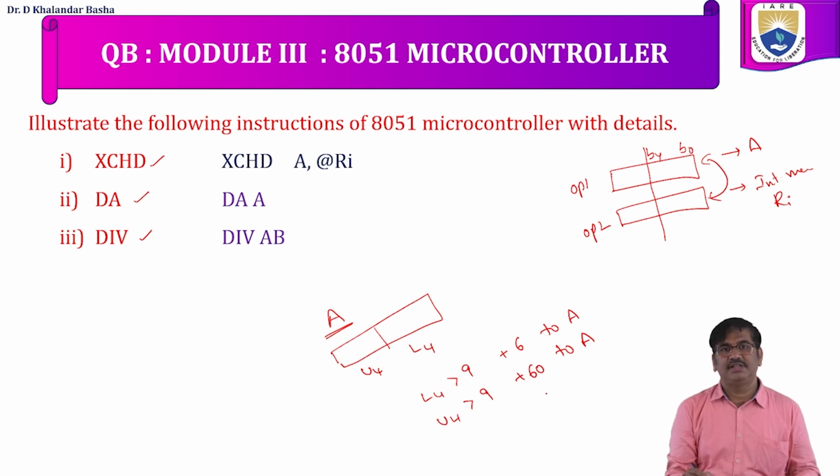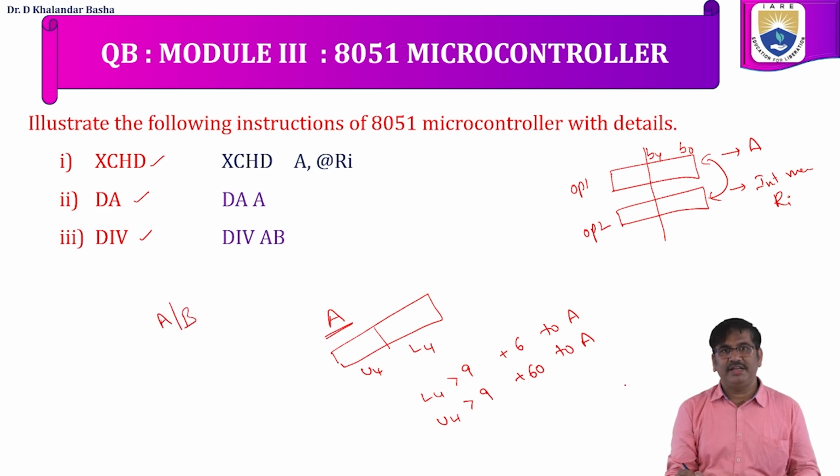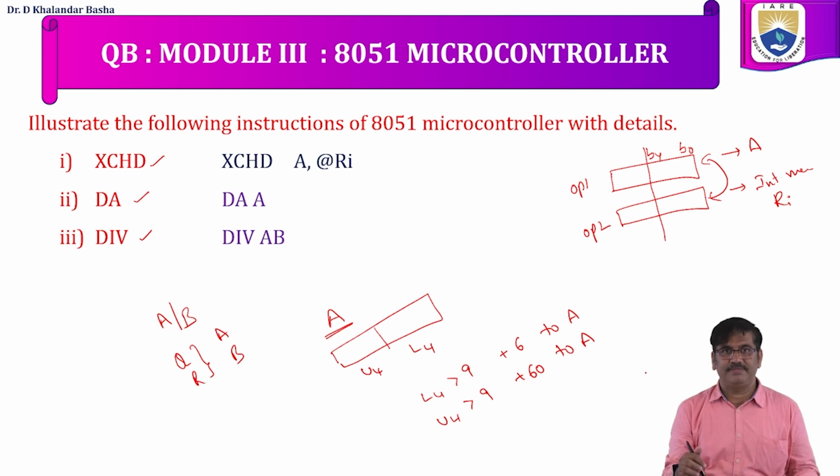The next instruction is DIV, which is a division operation. For this division operation, the two operands, the dividend and the divisor, we have to place into the accumulator and B register respectively. If you see the syntax, DIV AB, there is no separator between A and B; we have to write A and B side by side. This instruction is used to perform the division of the accumulator contents by the B register. After the division operation, the quotient and the remainder we can see in the accumulator and B register respectively.